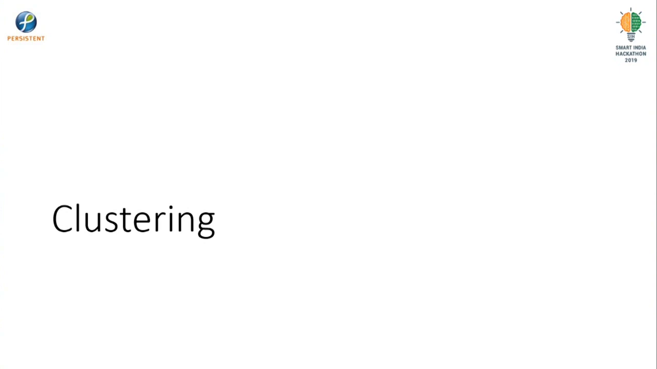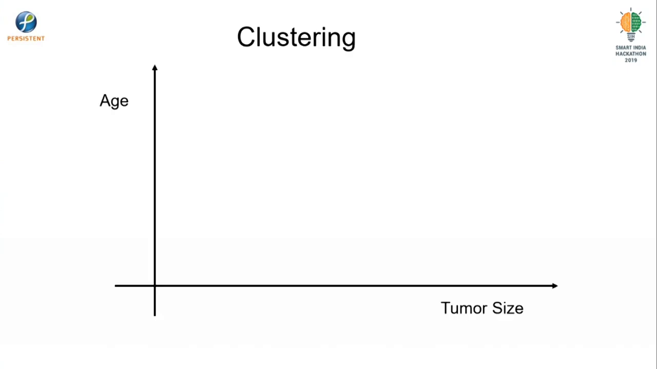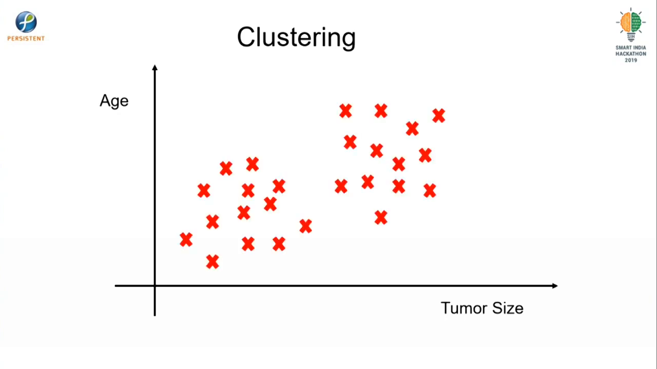Clustering simply means, in English, grouping. So, what clustering does is, let us use the same data that we are very familiar with, tumor size and age, and this is the kind of data given to us.